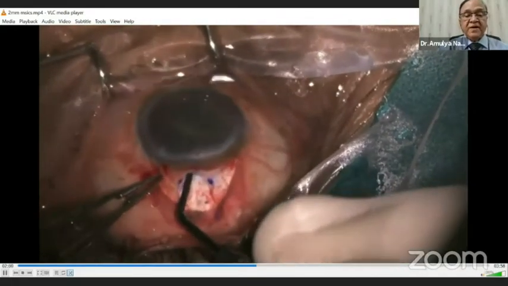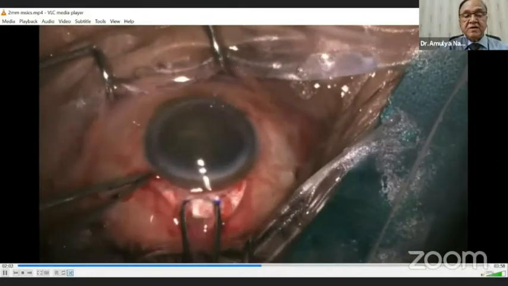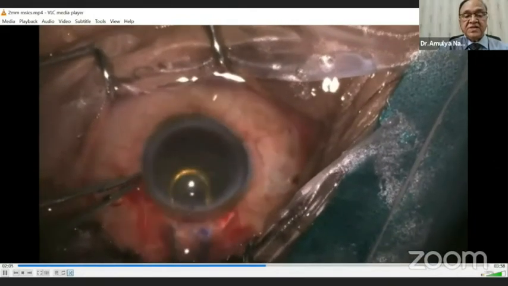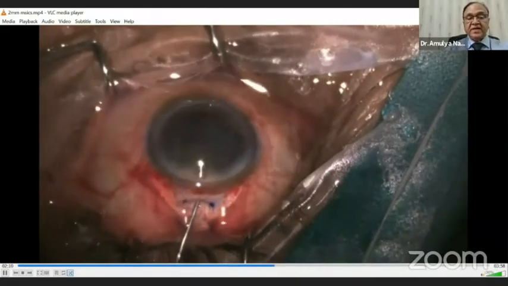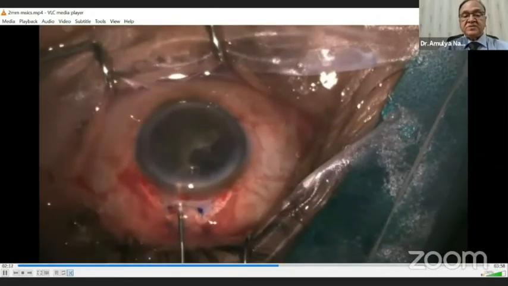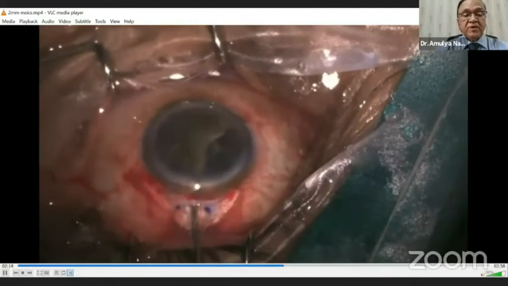So I have this modified dialer. With that, I just nudge the upper side, and you can break the nucleus in the tunnel, or I divide the nucleus depending on my convenience. So both ways it works.